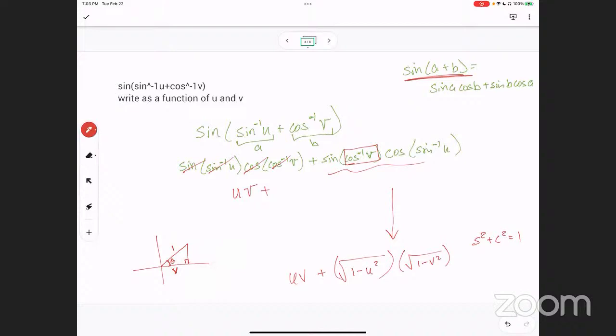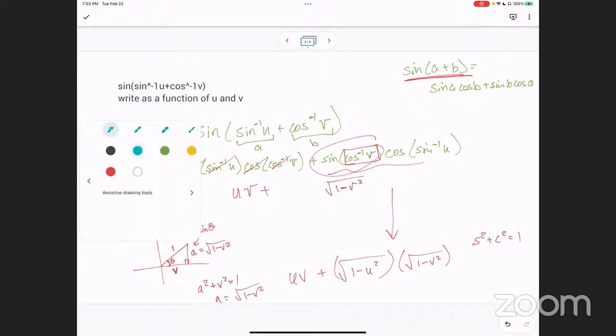So let's call this A over here, and that's my sine, right? That's the sine of theta. To solve for A, A squared plus V squared equals 1 squared, which is 1. So A equals the square root of 1 minus V squared. Okay, that makes sense. That's how they did it. So this thing right here equals the square root of 1 minus V squared.